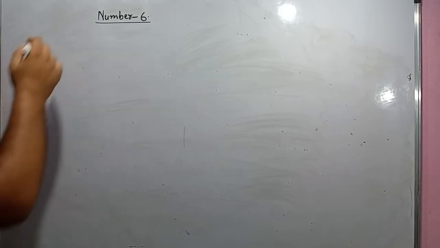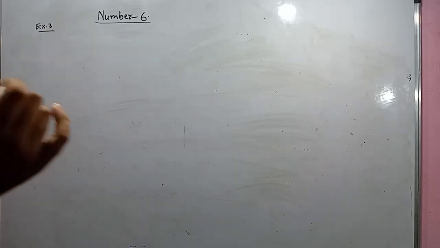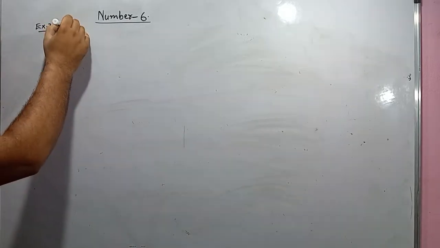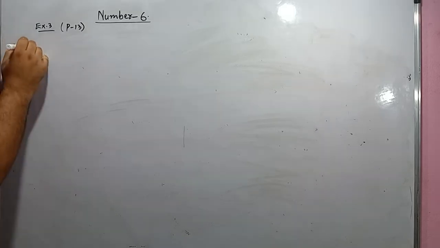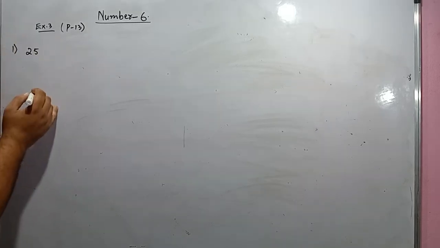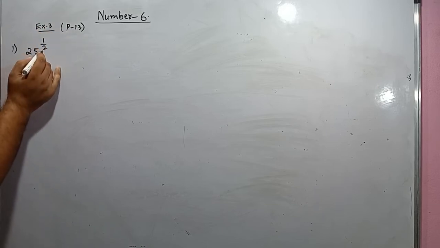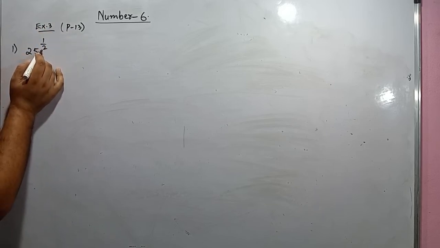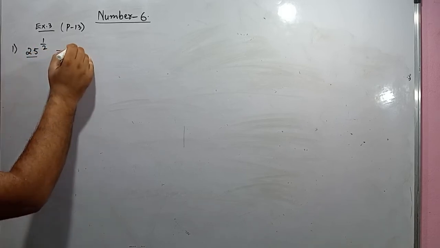Now you can see exercise 3, page number 13 in your textbook. Work out, the first one is 25 to the power 1 by 2. Now you can see here it is 2. I will try to cancel this 2. Instead of 25, I will write 5 to the power 2.